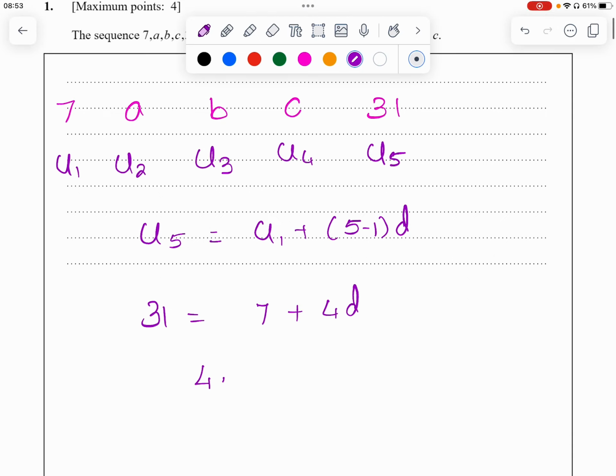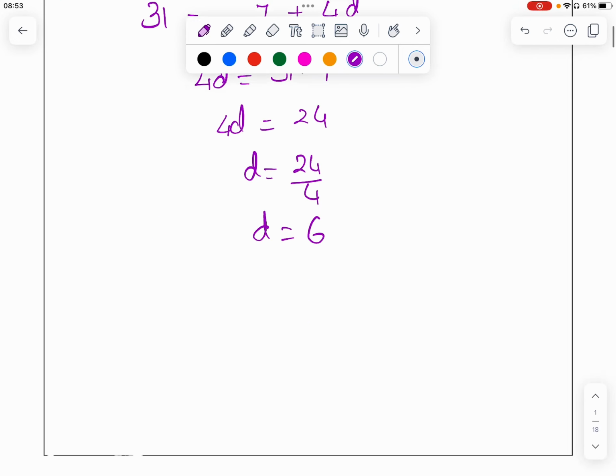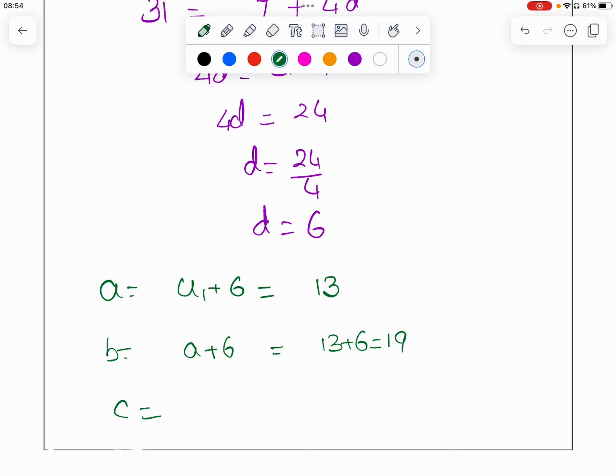So what does that 4D become? 31 minus 7. What is 31 minus 7? 24. So D equals 24 upon 4. So what is the value of D? D equals 6. Once I come to know about the common difference, then I find A. A is nothing but U1 plus 6, which is 13. B is A plus 6 because of the common difference, which is 13 plus 6, which is 19. And C is B plus 6, which is 19 plus 6, which is 25. That's going to be the answer.